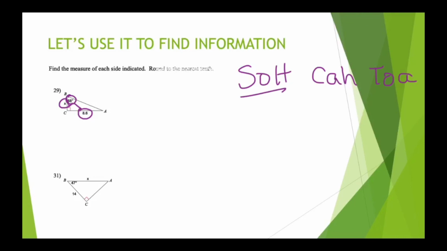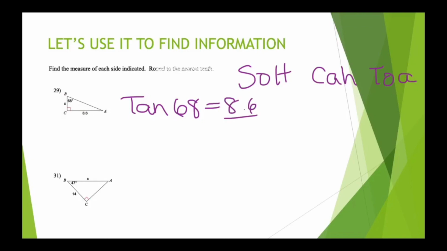Which one is opposite and adjacent? Is it sine? Is it cosine? Or is it tangent? Opposite and adjacent are going to be tangent. So we will write tangent. We always write tangent with an angle. The opposite and the adjacent are 8.6 over x. Now we need to solve for x.